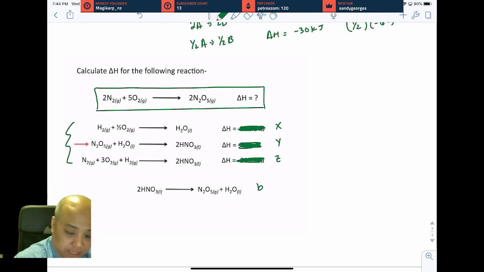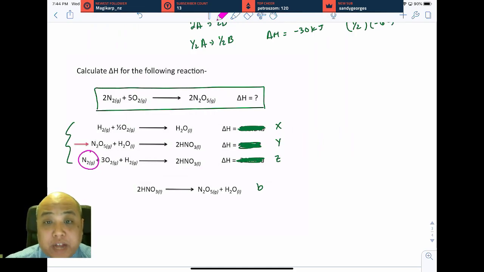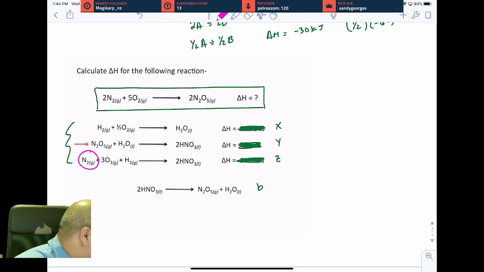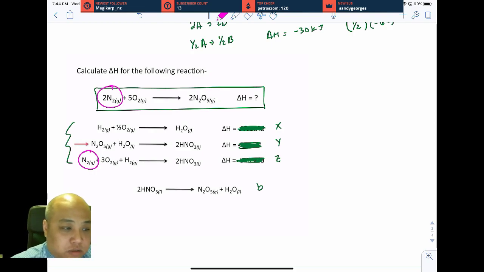And so if you notice here, N2 is only in this third reaction, okay? And so therefore, this N2 has to be matching this N2 right here. So therefore, I know that this has to be 2Z, because I have to multiply this whole reaction by 2.